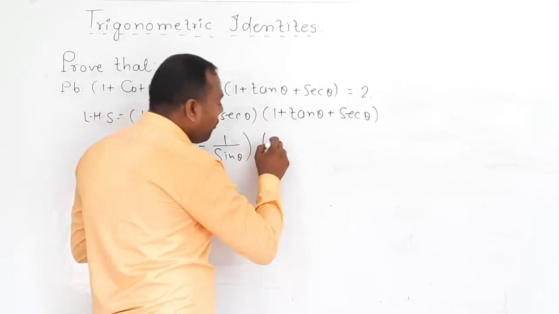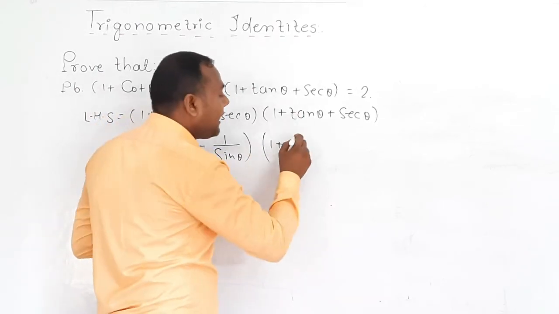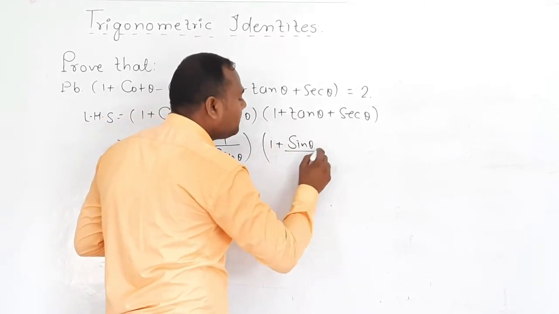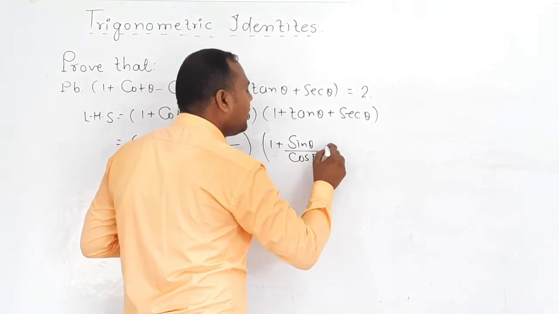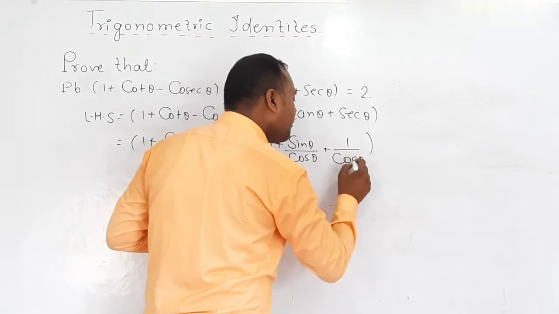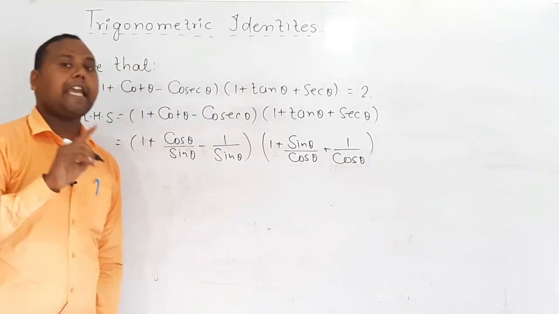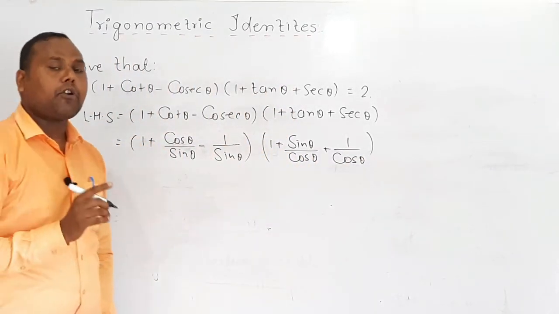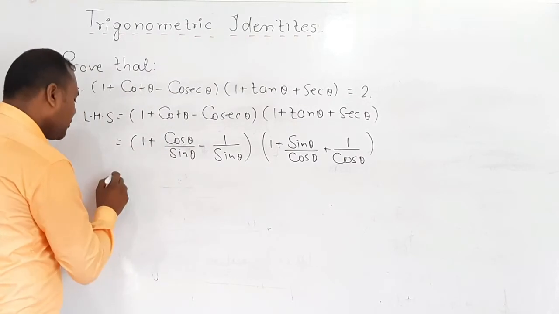Once again, 1 plus tan theta means sine theta upon cos theta, and sec theta means 1 upon cos theta. Why so? Because we already know that sec and cosec are reciprocal to each other. Then solve it.